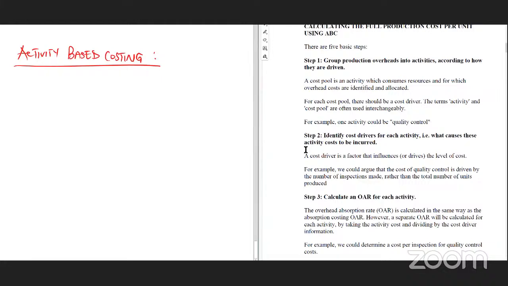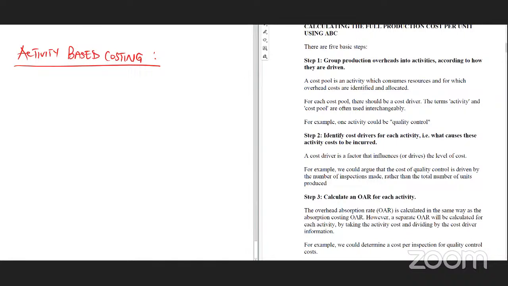Like the way I took delivery cost, and then we saw what? The number of deliveries. So the terms activity and cost pool are often used interchangeably. For example, one activity could be quality control, but the activity driver or the cost driver to this quality control may be the number of quality inspections. Do you get it? That is a typical example. Now, after you have been able to pull your costs together, you need to identify the cost drivers for each activity.